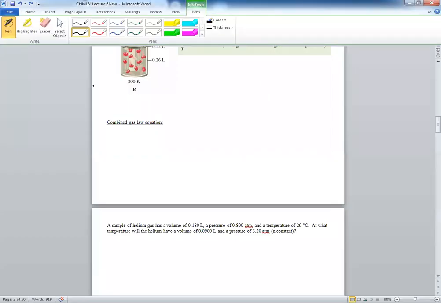The combined gas law equation is the following: P1 times V1 over T1 equals P2 V2 over T2. So if you would like to solve for one unknown factor here, you would have to cross multiply. It depends on what variable you're looking for.